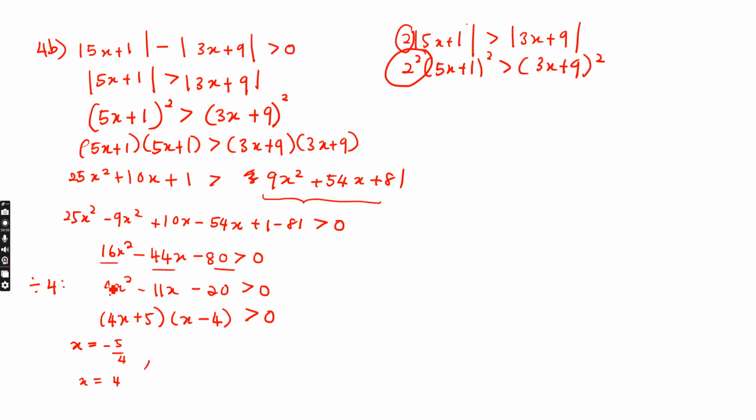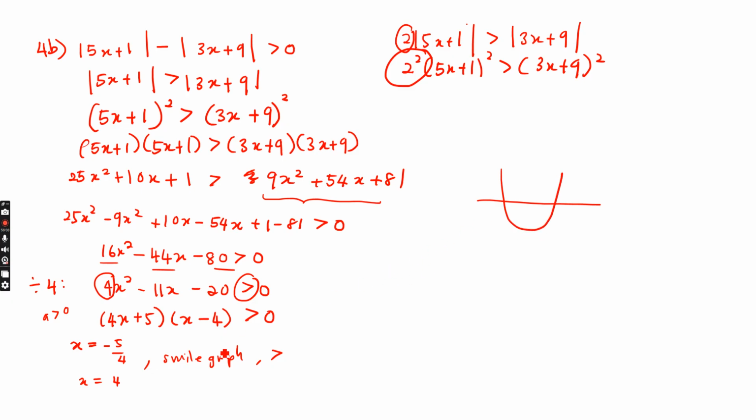And then we need to know also the information: is it a smile graph or a sad graph? The value of a is 4, right? A is 4, which is greater than 0. So that's why we will get a smile graph. And then here we have the greater than sign. So when we have the greater than sign, it is shaded outside. So now you can just start to draw the smile graph.